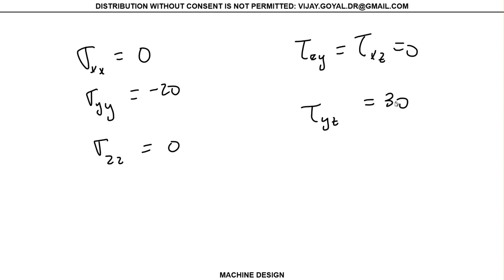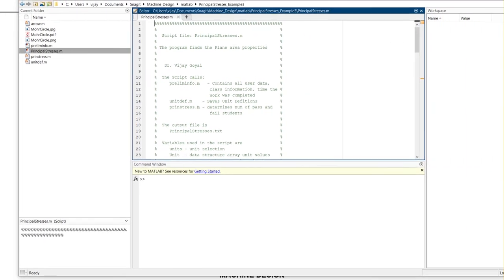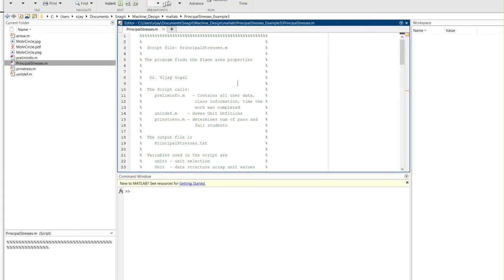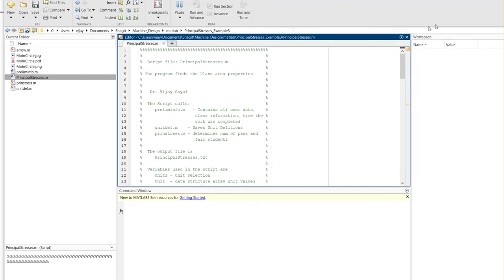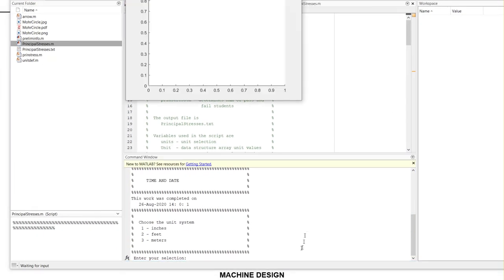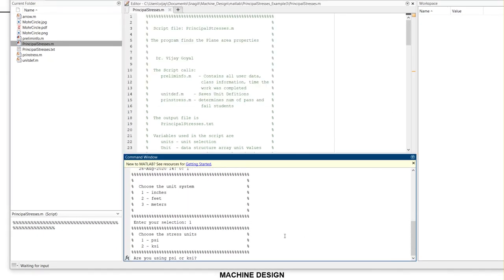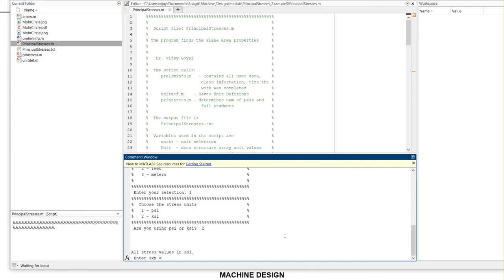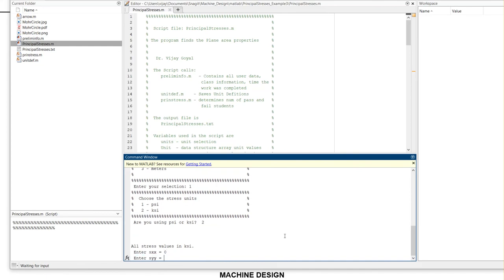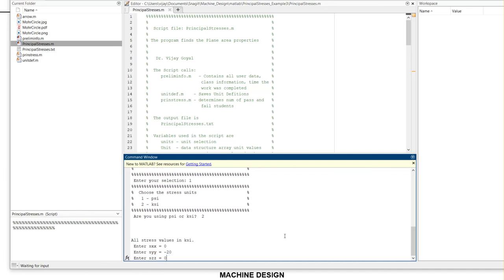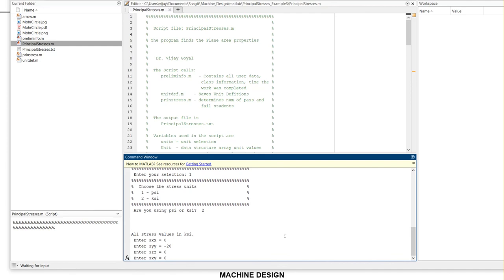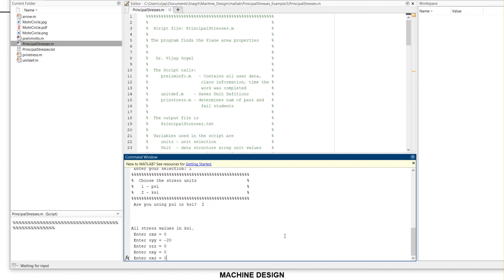Okay, so in order to solve this, let's go ahead and use our MATLAB code for this. We're going to run this. So when we run it, this is in inches, it is KSI. This value is 0. This value is minus 20. This value is 0. XY and XZ are 0, and YZ is 30.